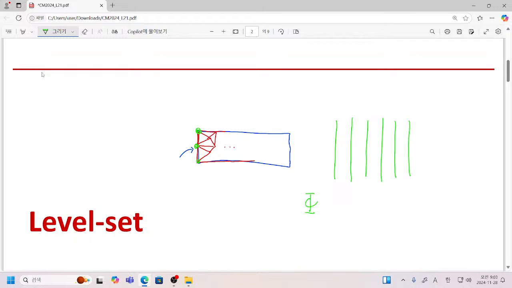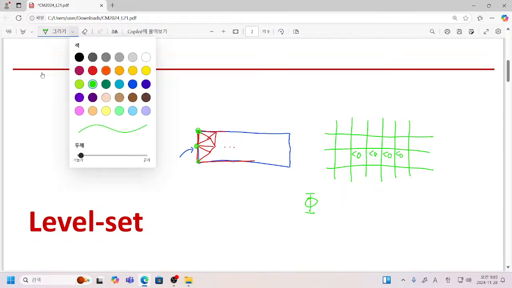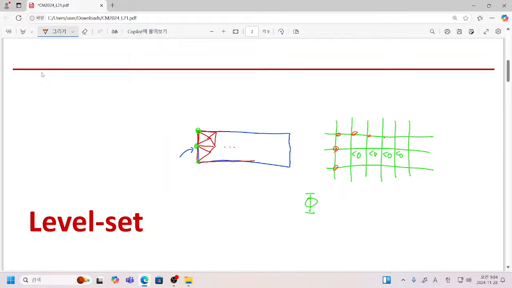If phi is negative, then this is the interior. If these points have the value of the function equal to 0, then we implicitly assume that this is the boundary of our structure. So once we convert our boundary description from this explicit form to this implicit form, then later by using this level set function we can proceed with such kind of deposition or etching simulation.